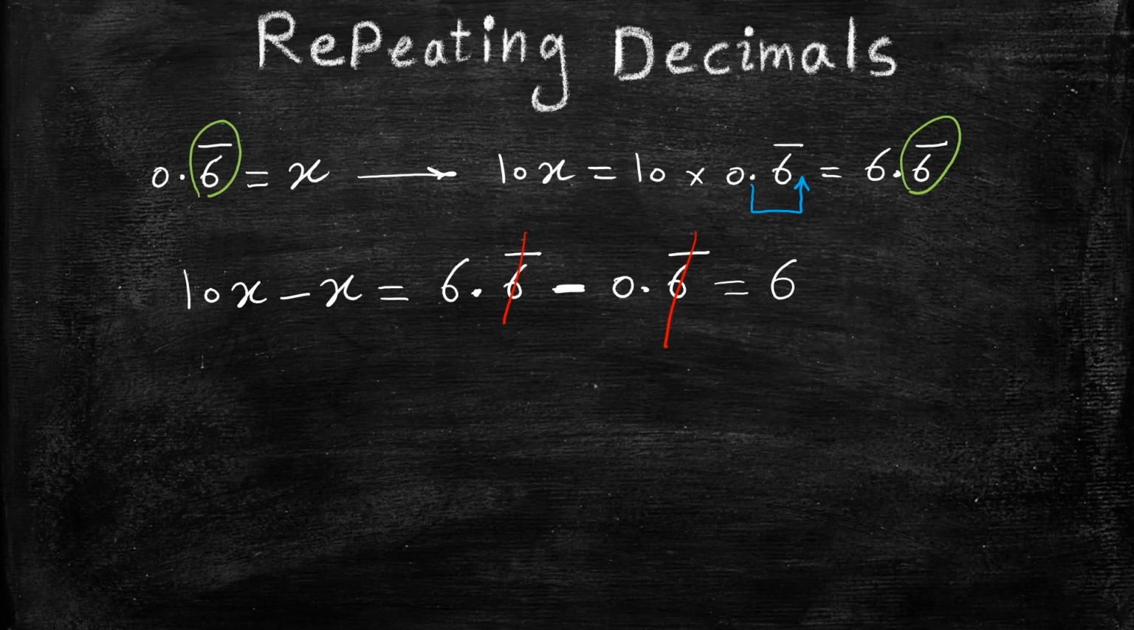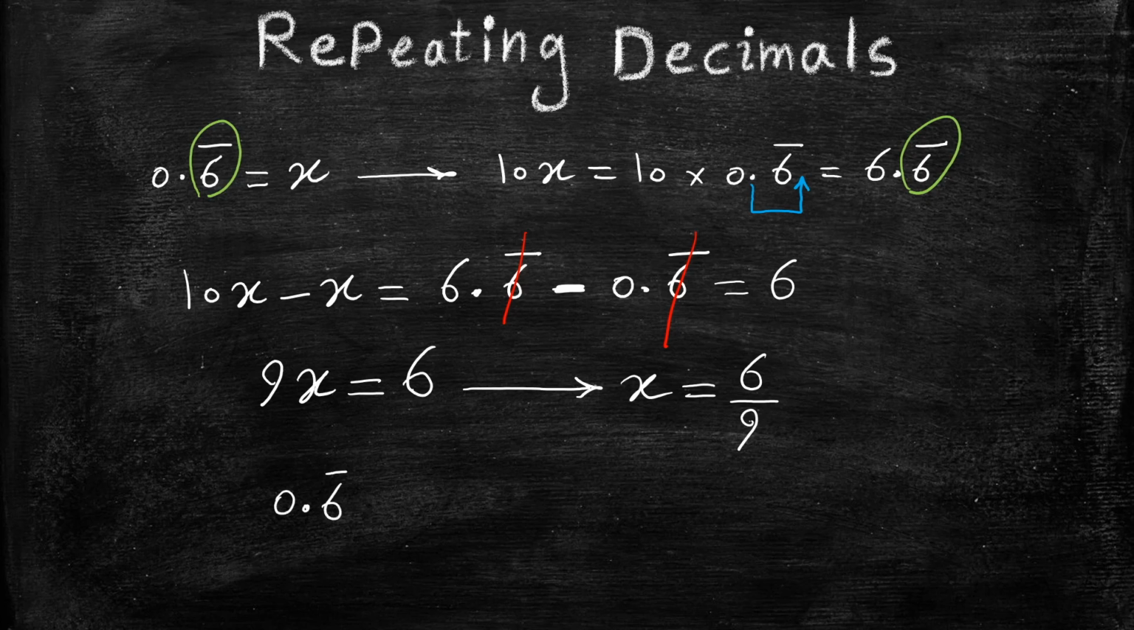10x minus x, 10x minus 1x, that's 9x. So 9x equals 6. Now, if you divide both sides by 9, you can isolate x. I divide both sides by 9, I get x alone on one side. x equals 6 over 9. Okay? So we realize that 0.6 repeating is equivalent to 6 over 9. And you can double check that on your calculators and see if that's true.